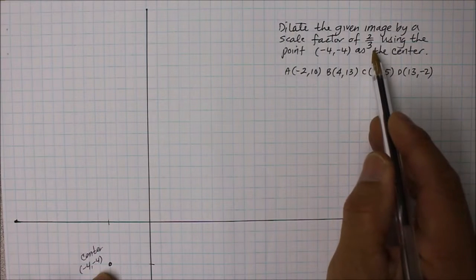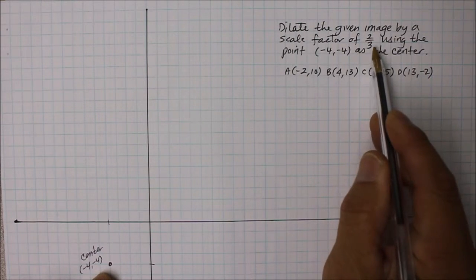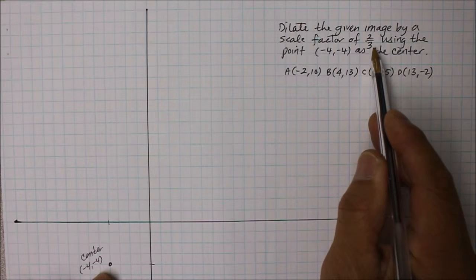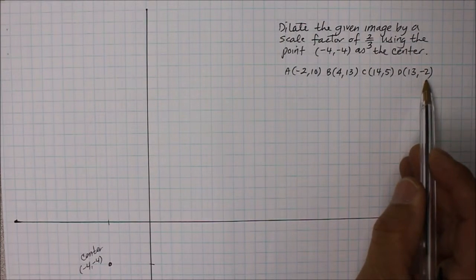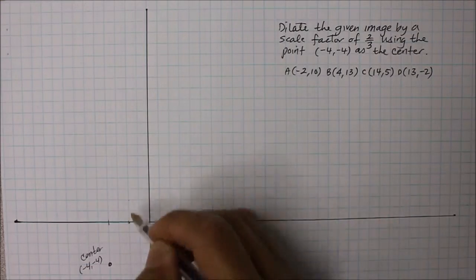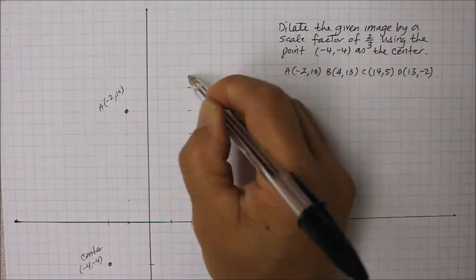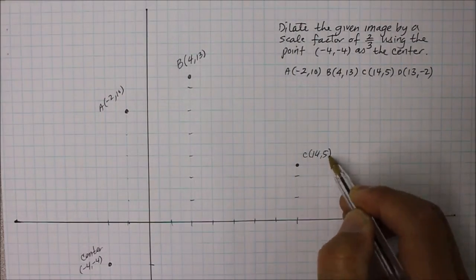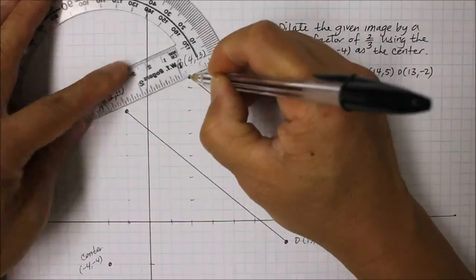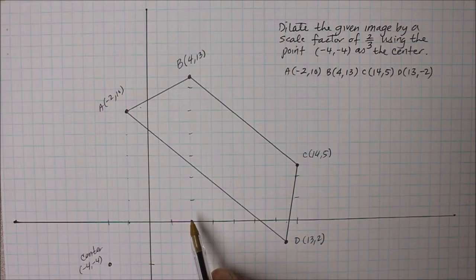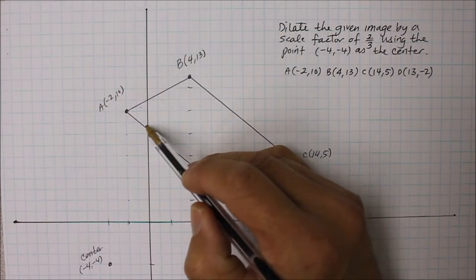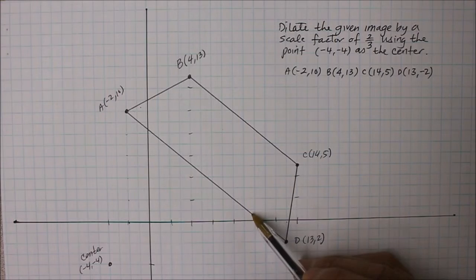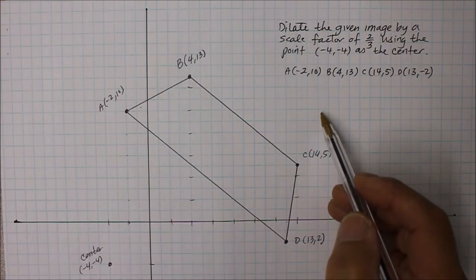And we're going to reduce it because the scale factor is less than 1. It's 2/3. So let's go and plot these 4 vertices and get a picture of what this is supposed to look like. Okay? Here we go. Alright, so it appears we have what looks like a trapezoid. I'm not sure exactly, but it looks like the distance is equal. Alright, so now what we're going to do is reduce it.